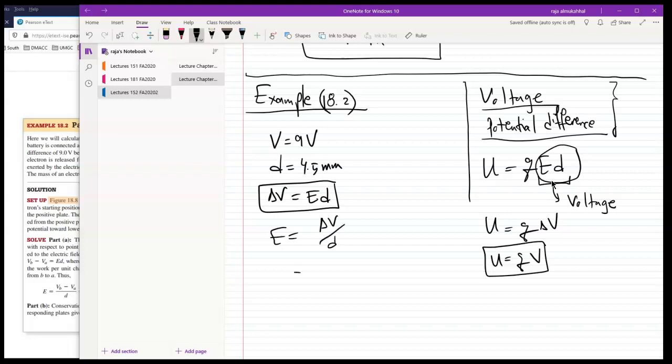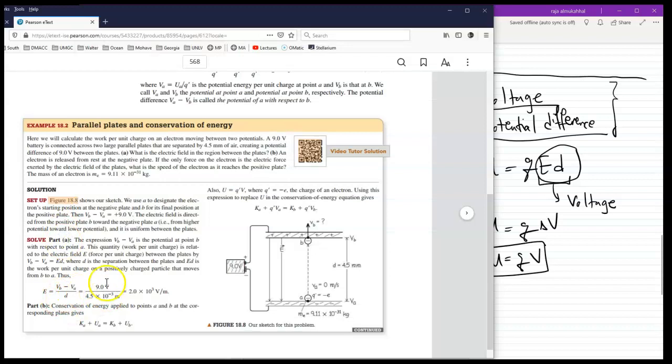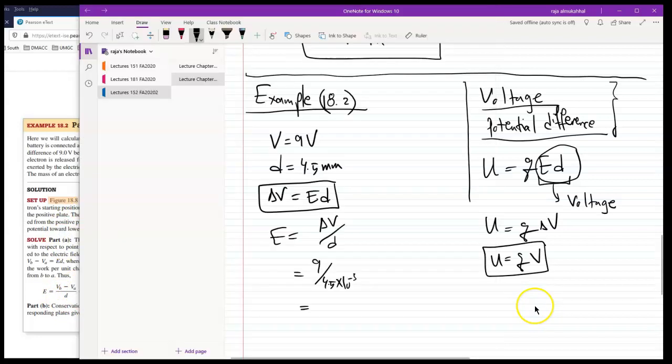See what I'm saying? So that's 9 volts divided by 4.5 times 10 to the negative 3, and that should give me the electric field. If I calculate it, I'm just going to check the answer in the book. There we go, he has the same thing. So it is 2,000.